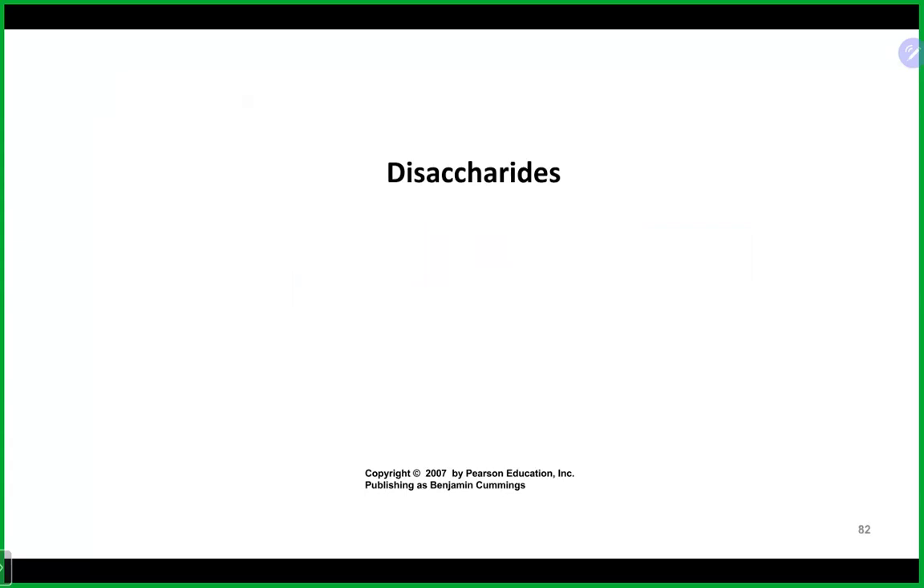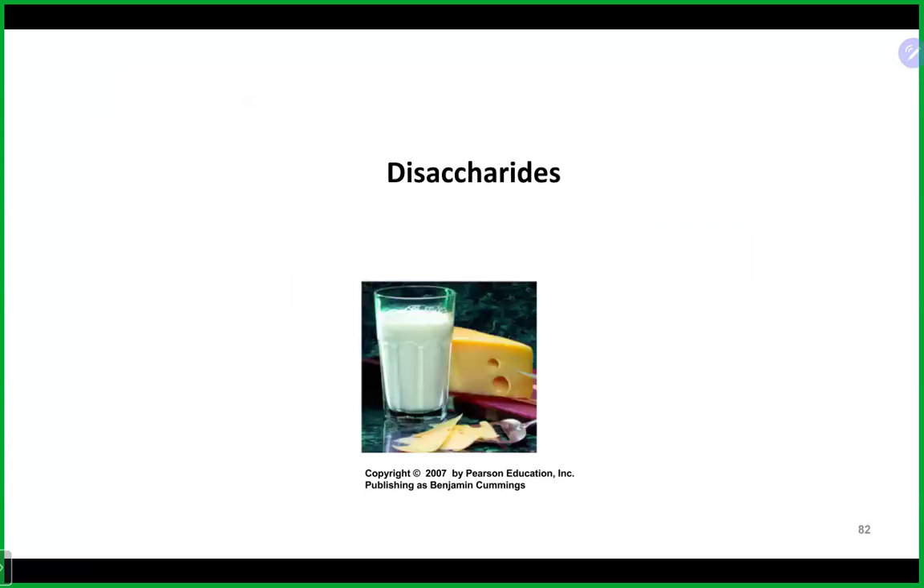All right, then let's talk a little bit about disaccharides. Disaccharides are basically two monosaccharides that are put together. They're put together by taking water out and making a bond between the two carbohydrates.